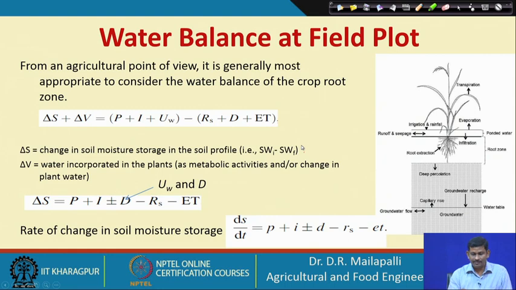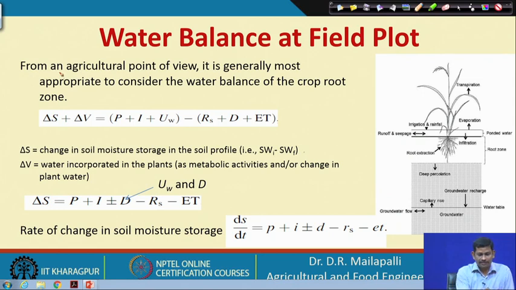The same thing, from an agricultural point of view, can be written with delta S, which is the difference between the soil moisture in the previous day and the soil moisture in the current day. These are the input water and output water, and this term gives the amount of water present in the plant, that is delta V. Since this is less than 1% compared to the others, we can neglect it in the field water balance.